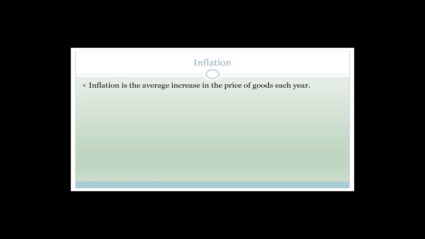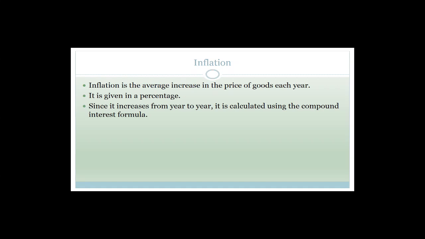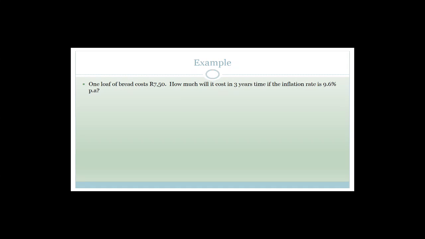So inflation is an average increase in the price of goods each year, and it's given as a percentage. Since it increases from year to year, it is calculated using the compound interest formula. It makes sense: if I said the inflation rate is 7%, it's 7% from last year, which was worked out on the year before, so obviously it's a compound interest formula. For example, you've got a loaf of bread which costs 7.50. How much will it cost in 3 years' time if the inflation rate is 9.6% per annum?